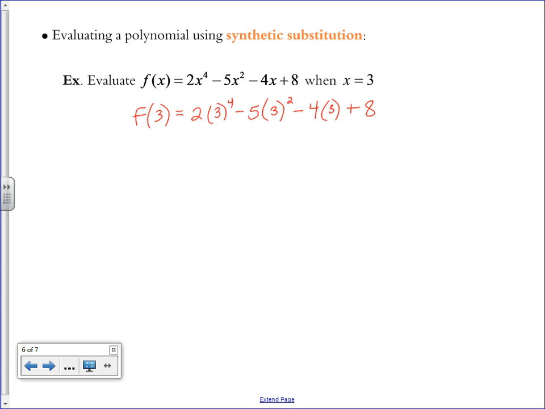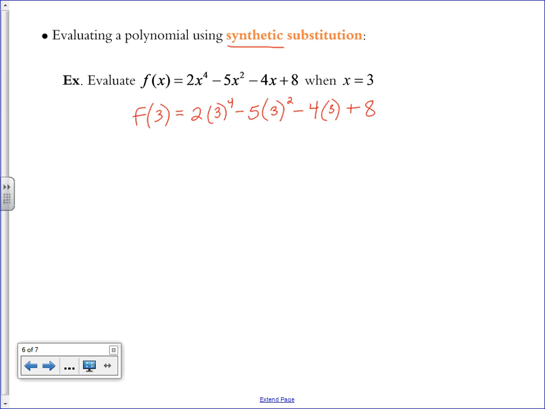Synthetic is a word in English that means fake. So this is like fake substitution. We are not going to actually substitute 3 in to figure out what this equals. We're going to take a shortcut that involves using only the coefficients of our polynomial expression. So follow along. If this is the first time you've done synthetic substitution, it's going to look a little bit strange at first, but it's really quick and it's really simple once you get used to the process.